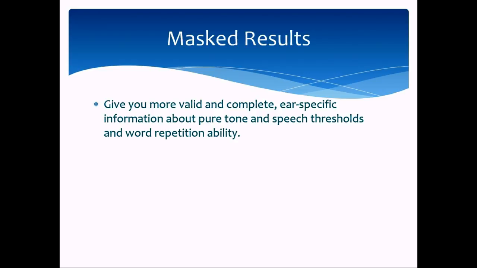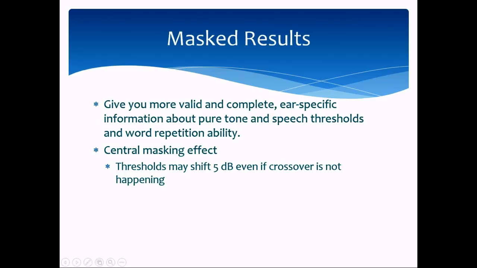So let's talk about looking at masked results. Masked results give you more valid and complete ear-specific information about pure tone thresholds, speech thresholds, and word repetition ability. You should know there is a central masking effect, which essentially means even if crossover is not happening, even if the original threshold that you obtained was from the test ear, when you add masking into the mix, it distracts and it utilizes some of your auditory resources. So sometimes you can see a threshold shift of 5 dB even if the original threshold was actually from the test ear.